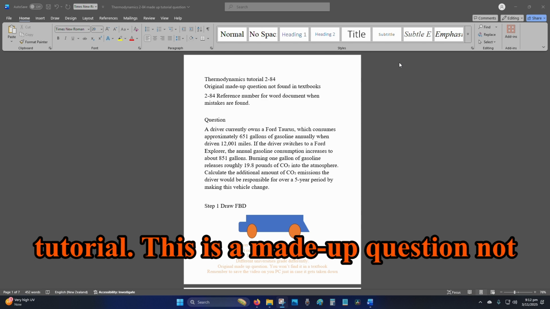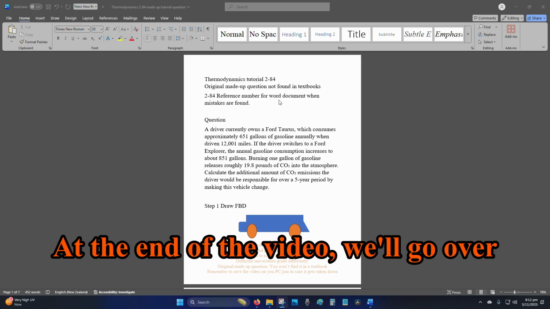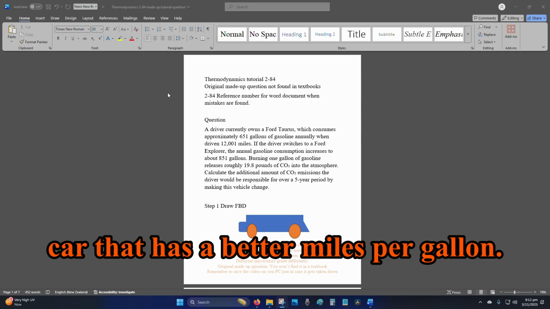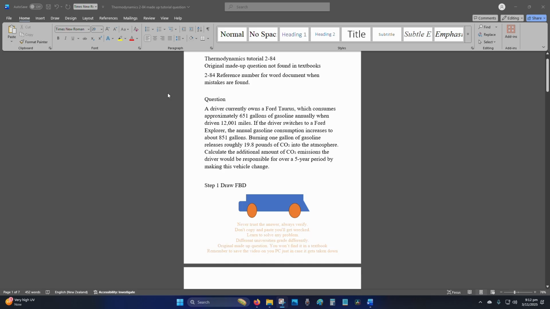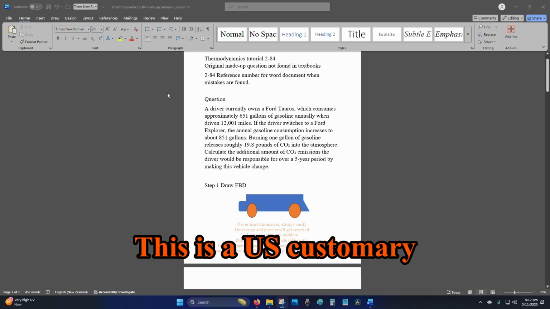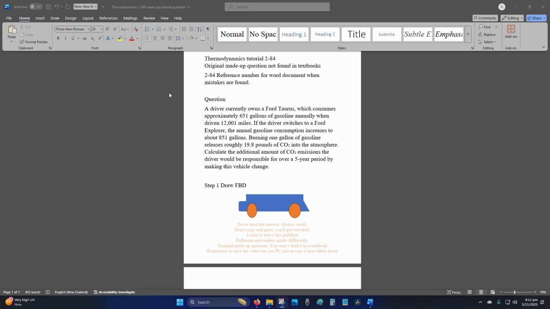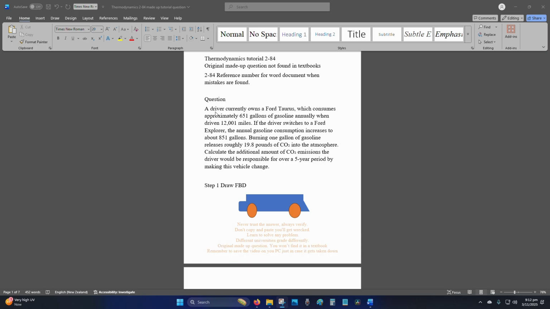This is a made-up question not found in your textbooks. At the end of the video, we'll go over the common reason why you should buy the car that has a better miles per gallon. Alright, so this is a US customary / English unit question. So it is imperial.